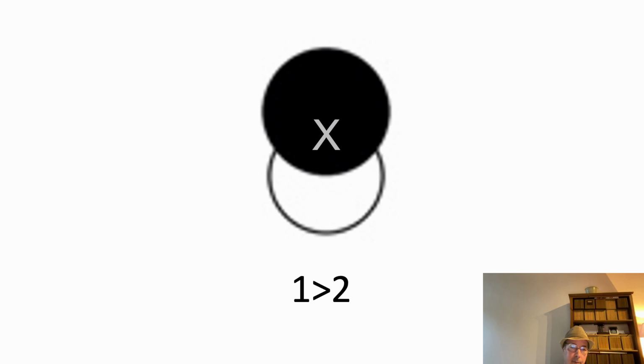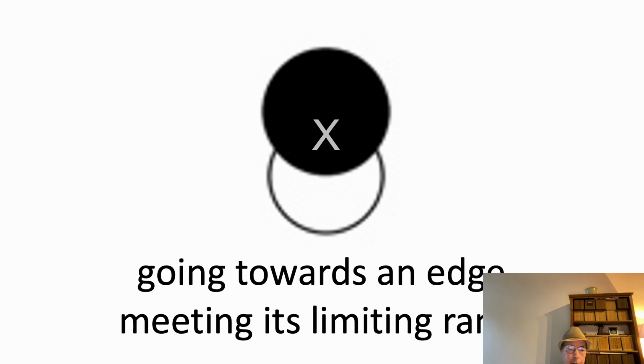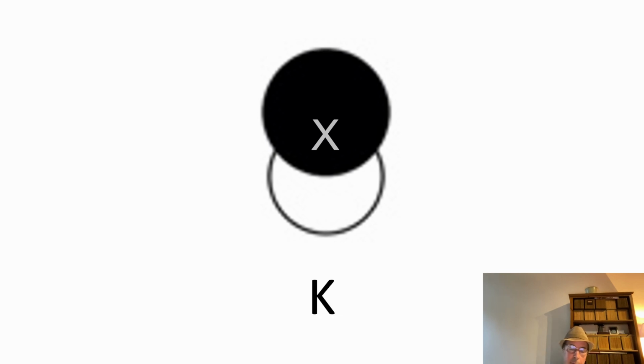Focus will move again up until the point you almost have 2 centers. You'll make a difference. You will show a difference. You'll find a difference so much so it will find its limits of the range of what you can still call a center. It's the limiting range of your center vision, which will be expressed in the letter K.